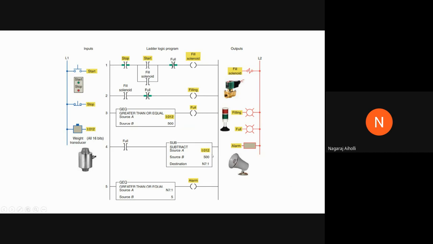Then when the full contact is activated, the subtraction instruction gets activated. The value I:012, suppose it is 505, right? Value in A is 505, value in B is 500, 505 minus 500 is 5. That will be stored in the destination. Okay, so next, when the fifth rung is activated, greater than or equal to, it will check whether the value in A is greater than or equal to the value in B. What is the value in A, students? N7:1 is 5 now, because 505 minus 500 is 5. That is, 5 is compared with 5.